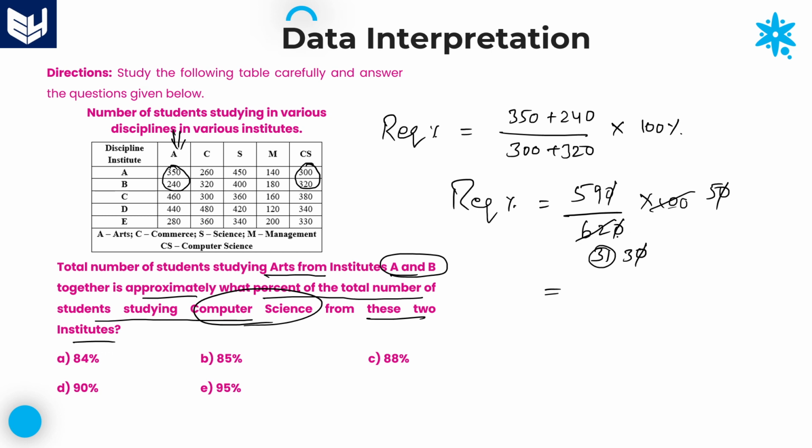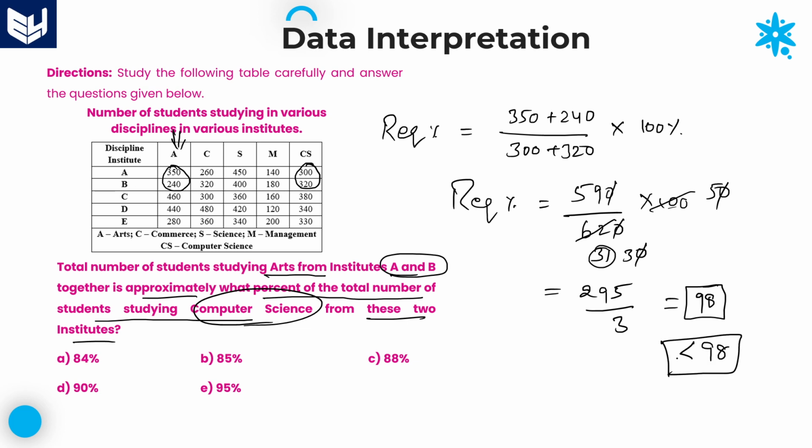59 into 5, that is 295, divided by 3. Calculate this value. 3 9s, 3 9 times, and next 8 times. Here it is 25, 25 means 8 times. 98 point something, right? Approximately 98 point something. But the exact value: if you observe carefully, in the denominator, in place of 31, I have taken 30 in order to get a round figure value. So the actual value is less than 98.